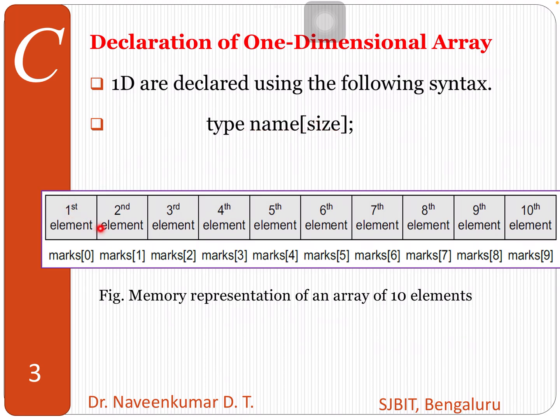So this is a memory representation of an array. Say, for example, if it is storing 10 elements, the index starts from 0 and goes until n minus 1, that is 10 minus 1, which is 9. The first element's index is 0, then 1, 2, 3, 4, 5, 6, 7, 8, 9. Like this it goes, and this is how memory is represented in an array.